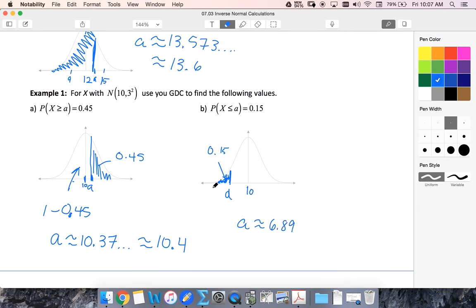So every time I'm asking myself, does my a value make sense? And I'm comparing it to the mean.